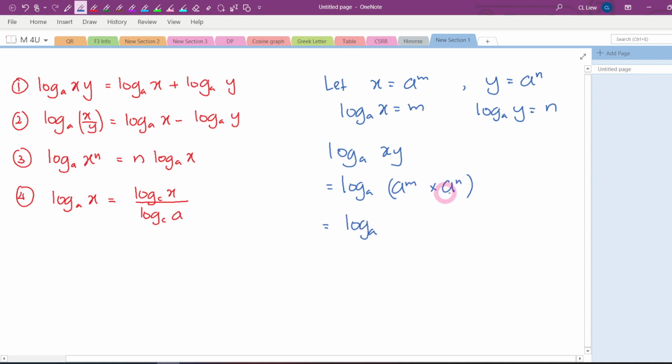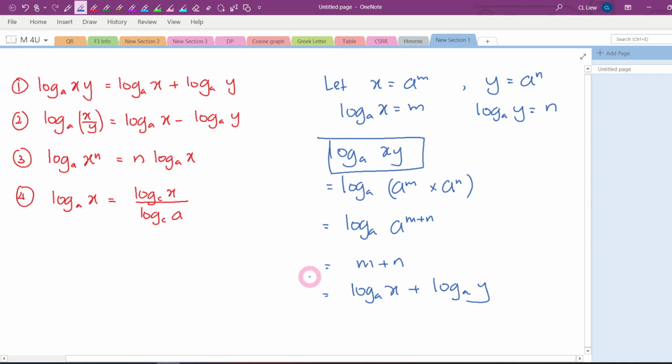Since these two have the same base, we can combine, we can add the powers together, right? It becomes a power m plus n. Now, as we did just now, when you see this number and this number are the same, then we know that the answer of this will be equal to the power here, m plus n. Then go back here. What is m? m is equal to this. What is n? n is equal to this. Now, we have shown that this is equal to this, the first one.